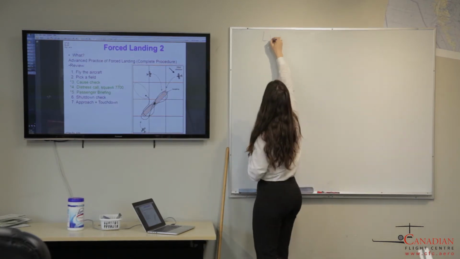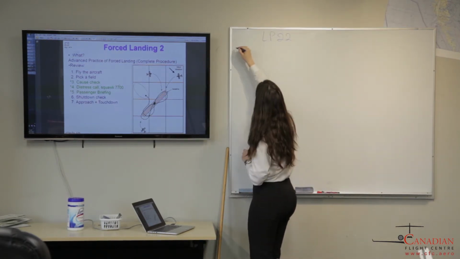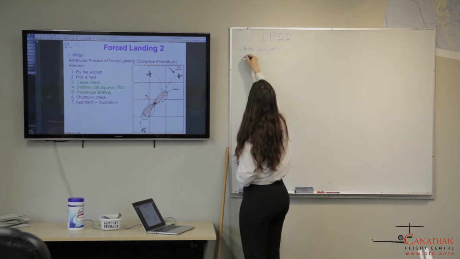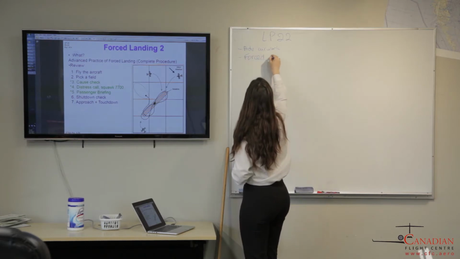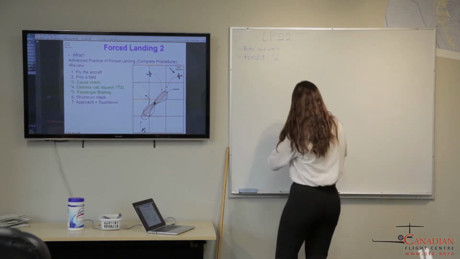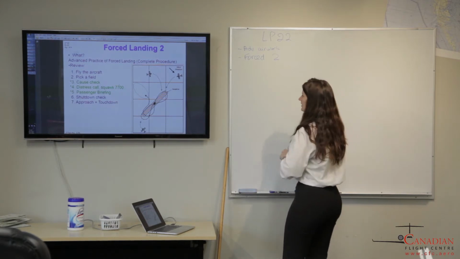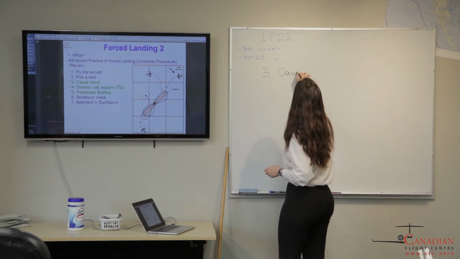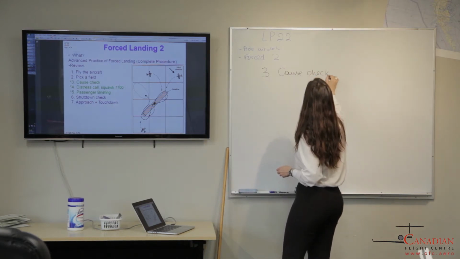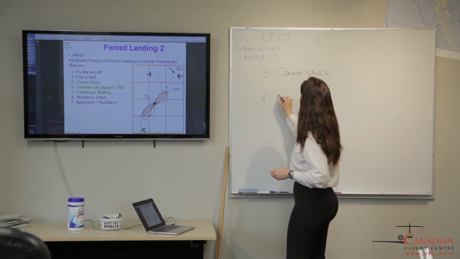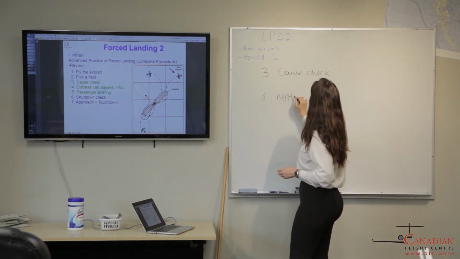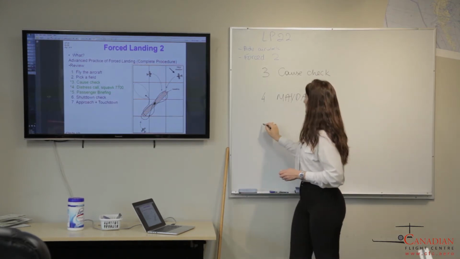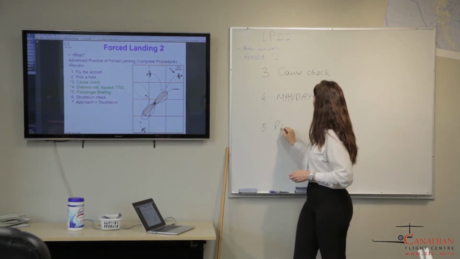So this is our lesson plan 22, advanced air work and forest part 2, and we will be talking about point 3, a cause check, point 4, a mayday call, and passenger briefing.